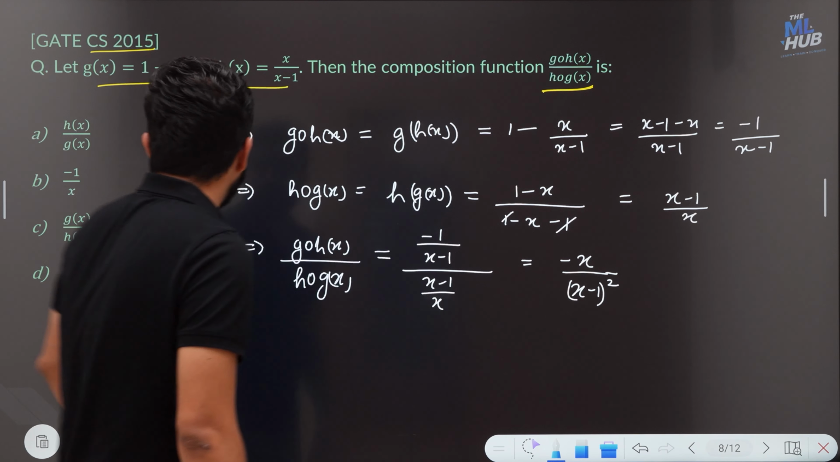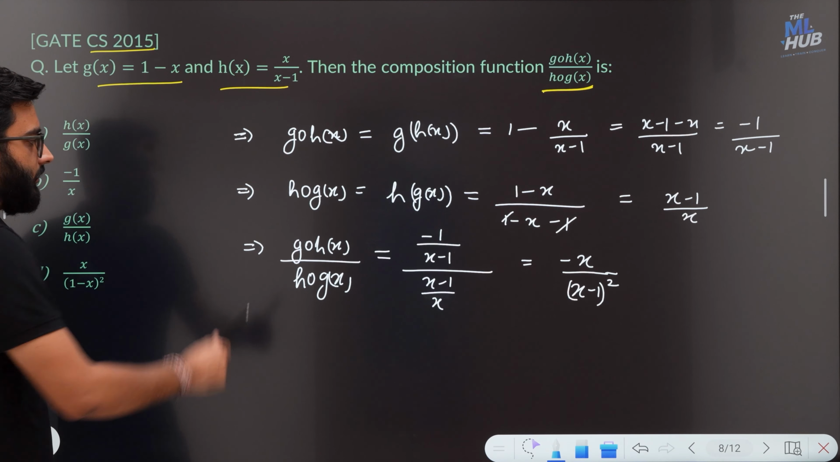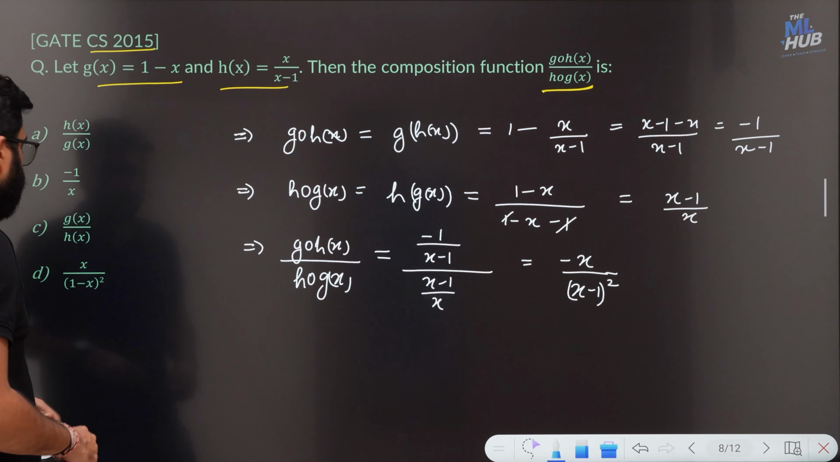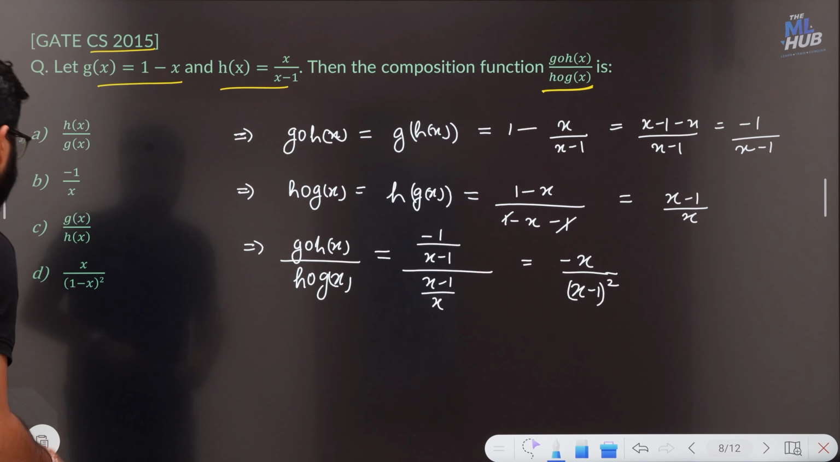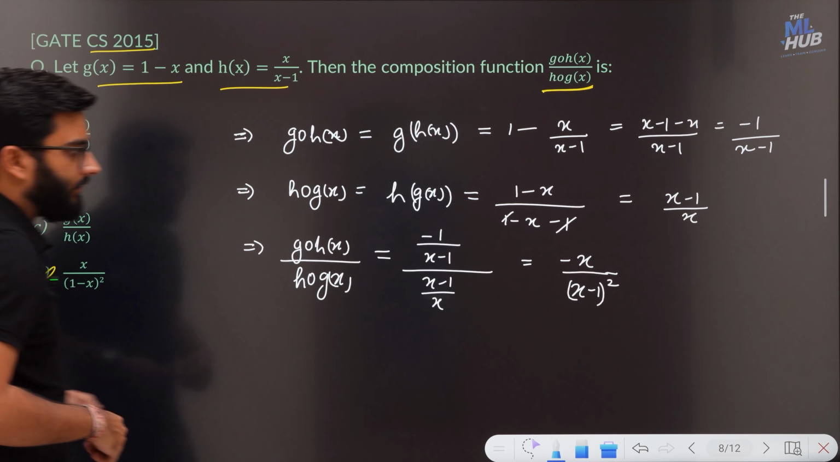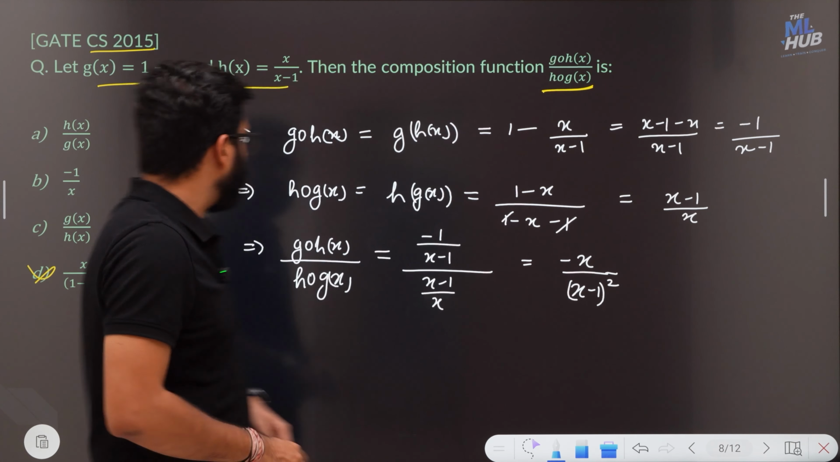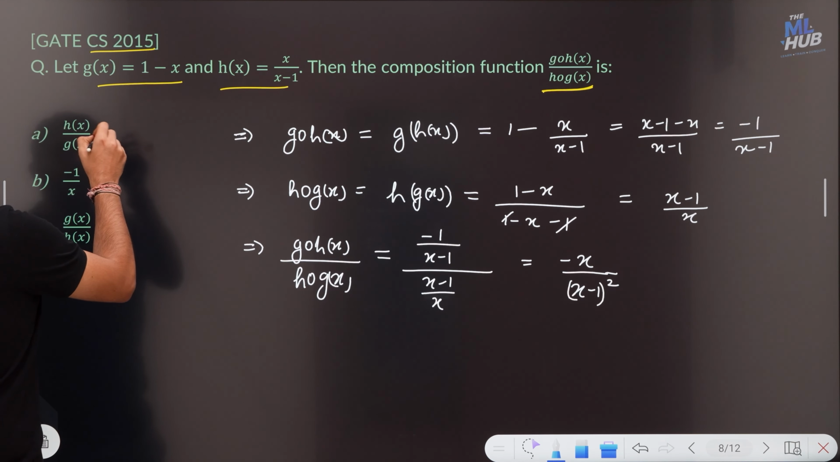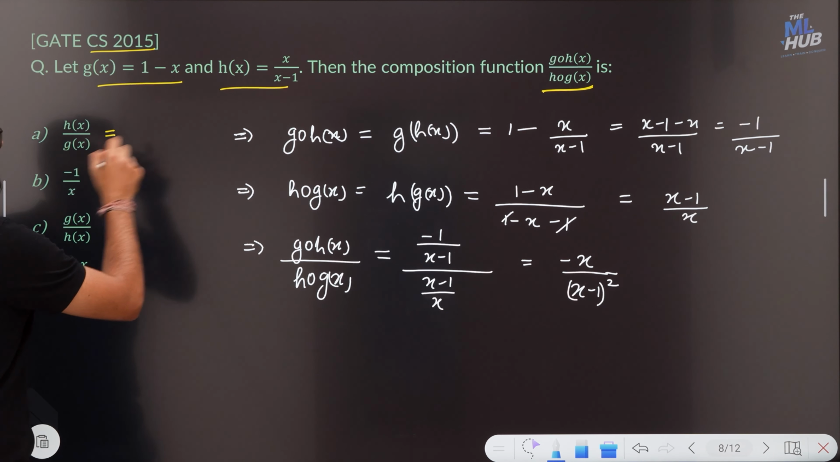So now we need to compare it with all these options in order to identify which will be the right answer. So straight away D is incorrect. Why? Because they do not have the extra minus that you have over here, minus x. So let's start with the first one, h(x) by g(x).